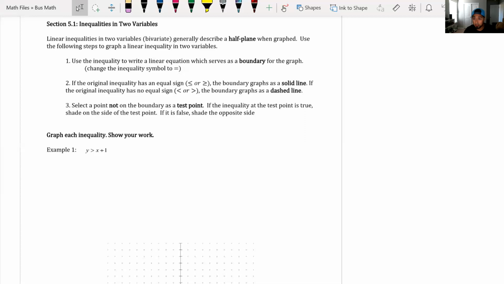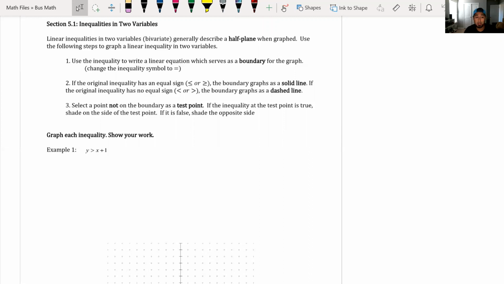And after we're done graphing, we are going to pick a test point. You're going to pick a test point on either side of the graph. Nothing on the line, but either opposite side of the line, above the line, or below the line. We never pick test points on the line, okay? And whatever side holds true, you'll shade. And if you pick a test point that is false, then you will shade the opposite side. Okay, so let's get started.